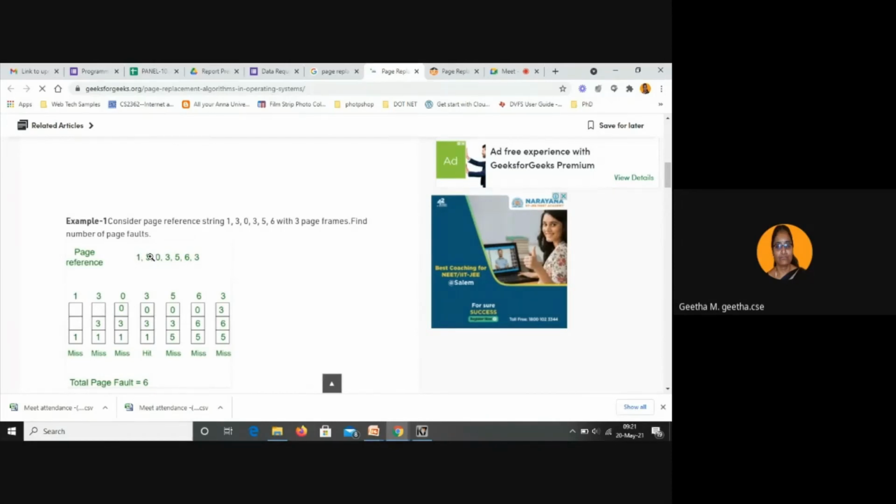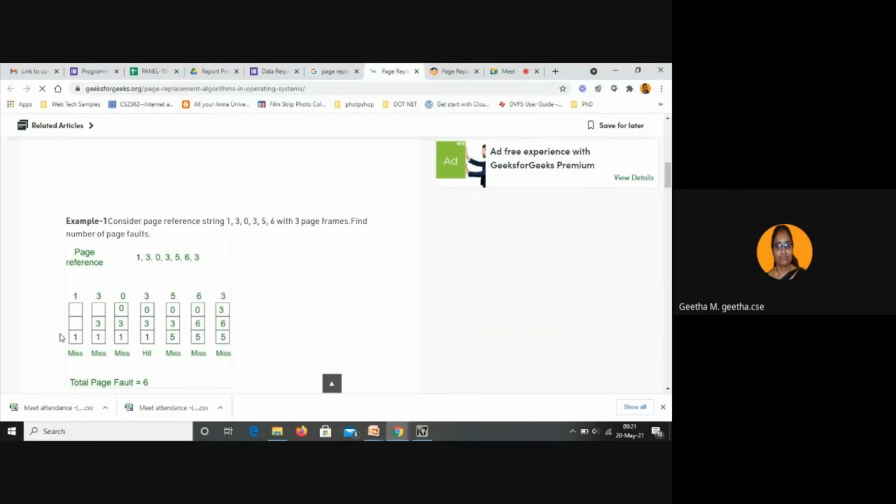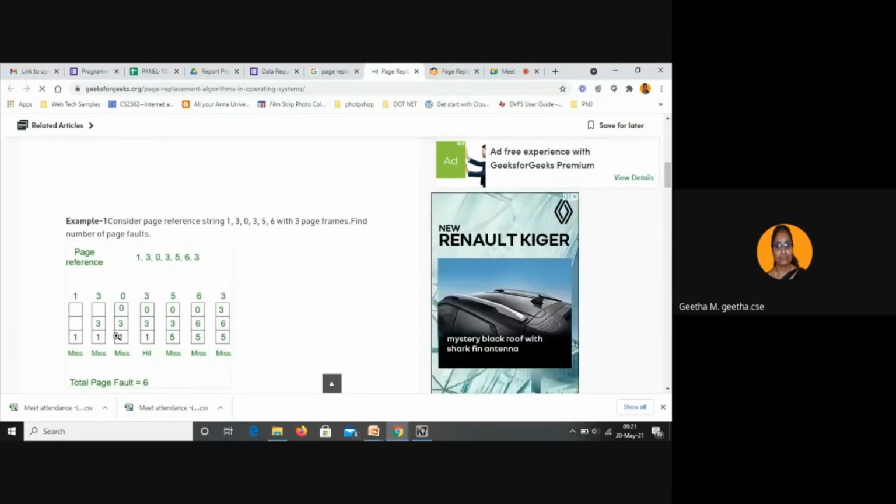Then consider the second reference, page number 3. Again, it is not in main memory, so it occupies the next place. Again a page fault occurs. Then the next reference is page 0. It is not in memory, so it occupies the free frame. Now the pages are 1, 3, 0. So as of now, three page faults have occurred.